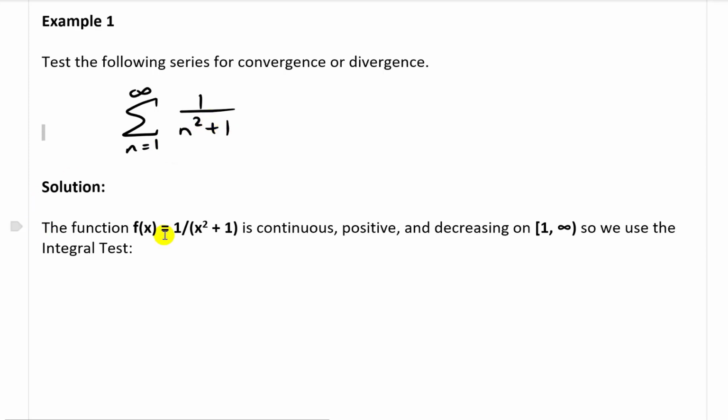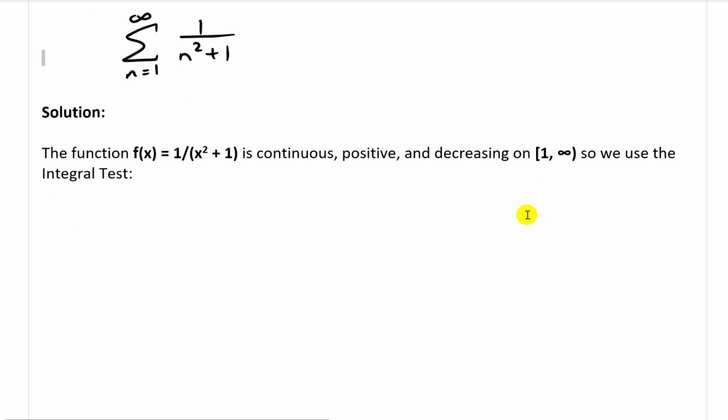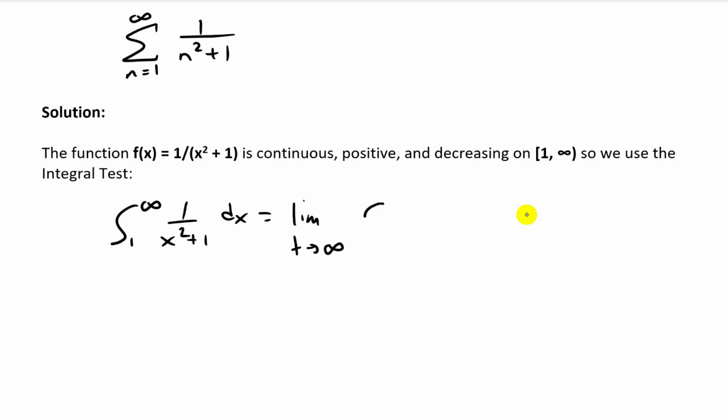So the function f of x equals 1 over x squared plus 1, just replacing n with x, is continuous, always positive, and decreasing on the interval from 1 to infinity. So we use the integral test: take the integral from 1 to infinity of 1 over x squared plus 1 dx. We can take the limit as t approaches infinity of the integral from 1 to t of 1 over x squared plus 1 dx, using improper integral techniques.